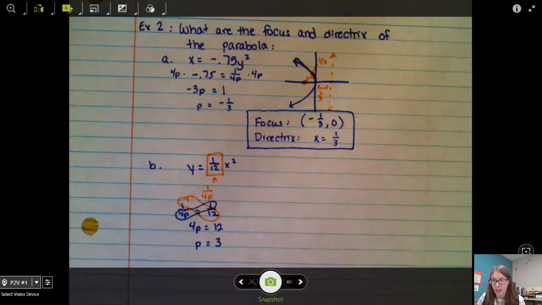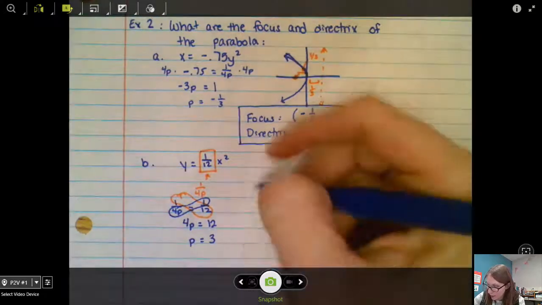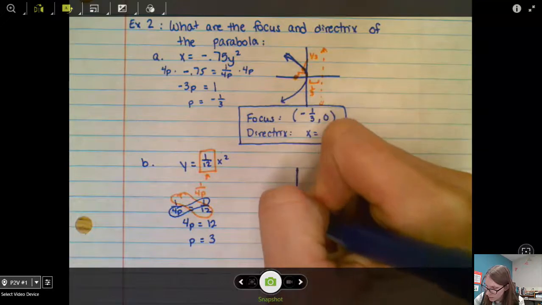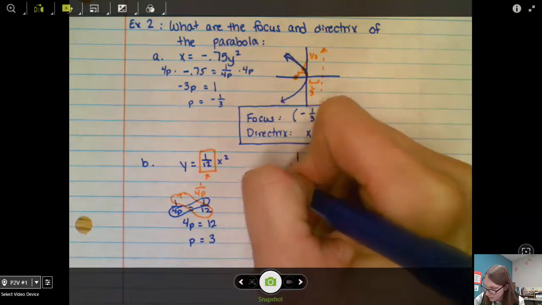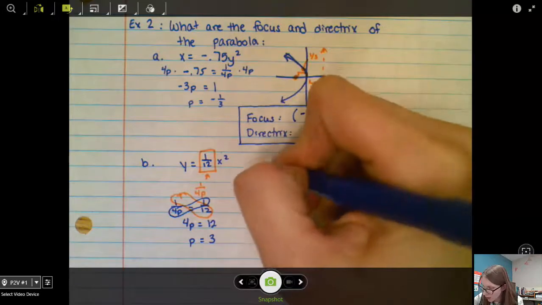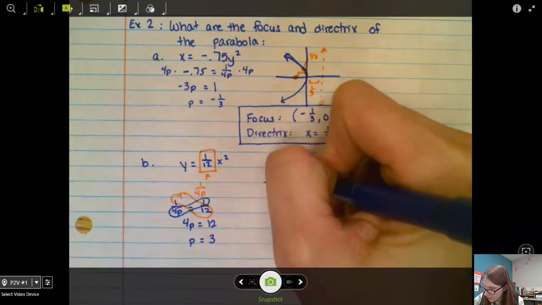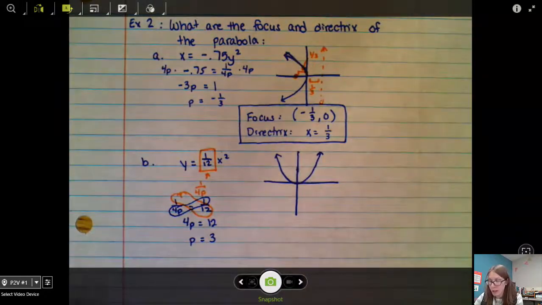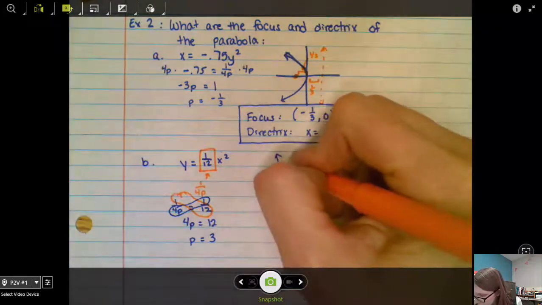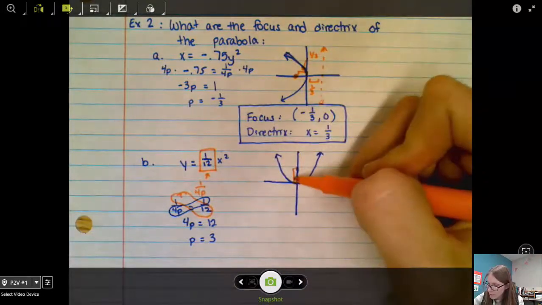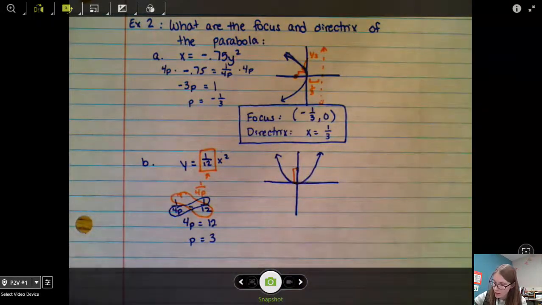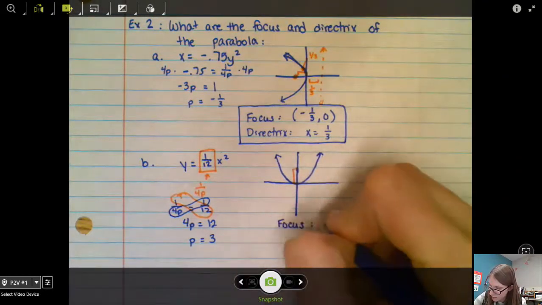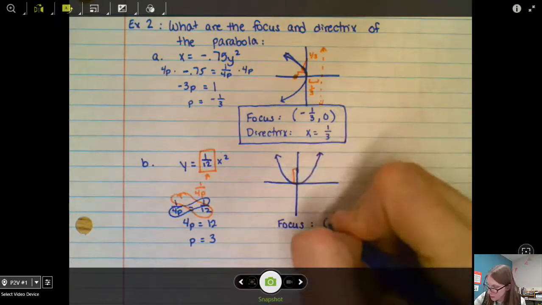Okay, let's draw our picture now so we can figure out a little bit better where all of our pieces of information fit together. We have our parabola. If it's y equals, that means our parabola is going to be vertical. And it's y equals a positive number. So my parabola is going to open up. P, that focal length, is 3. Which means my focus is 3 away from the vertex. So 3 away from the vertex is going to be the point 0, 3.